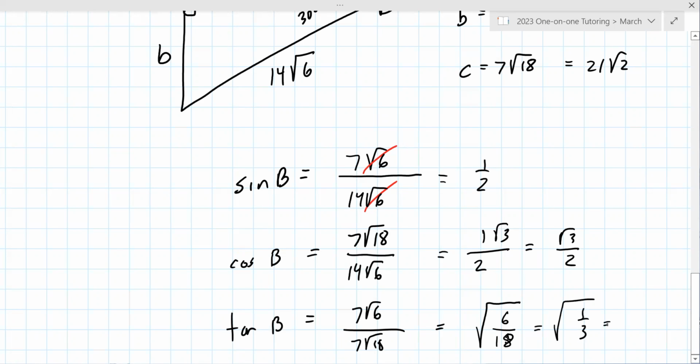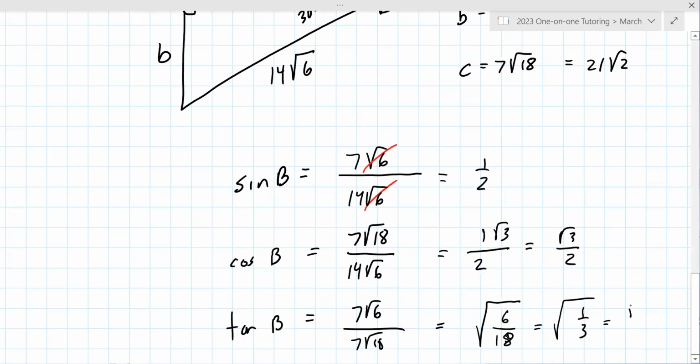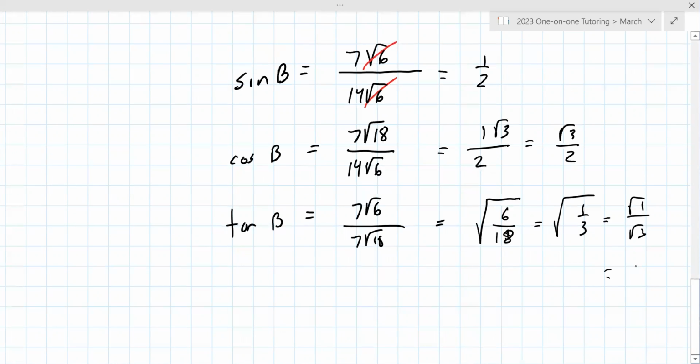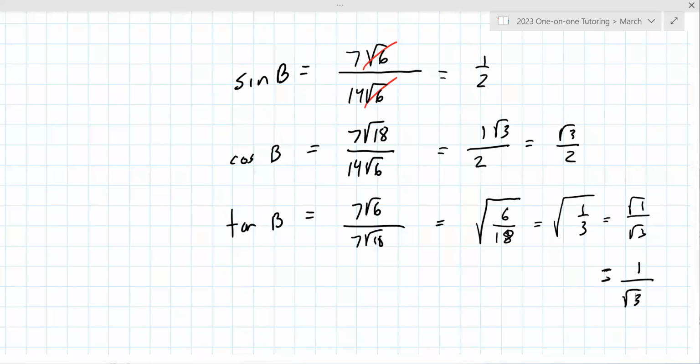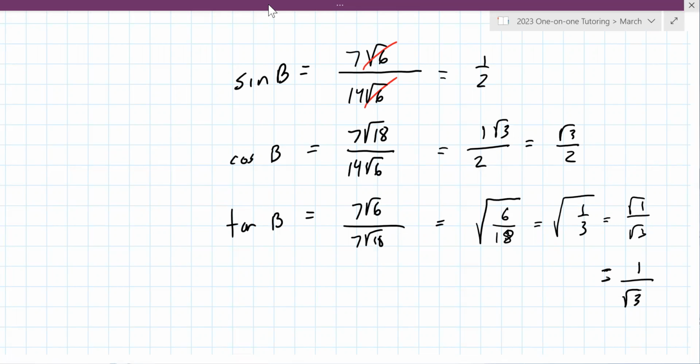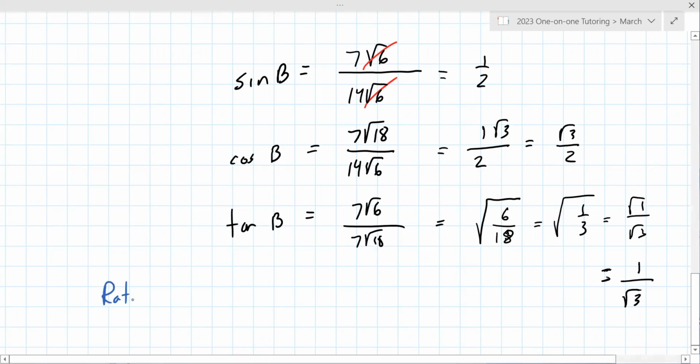Okay, so you cannot leave your answer like this. You have to take the square root of the top and the square root of the bottom. What does that become? Square root of 1 is just 1, and square root of 3. Okay, you can't leave your answer like this. How do you make this answer better? I'm not too sure. Rationalize. You cannot leave a root on the bottom. You have to stare at this and say, I don't like this because there's a root on the bottom.